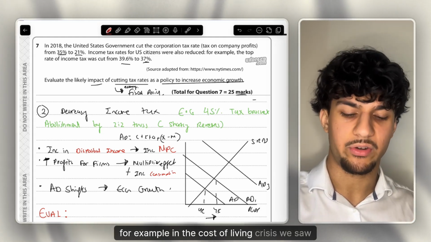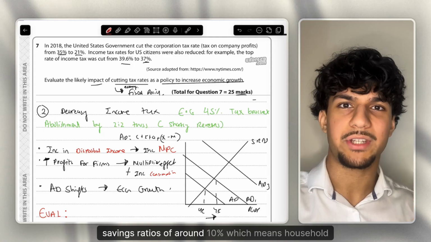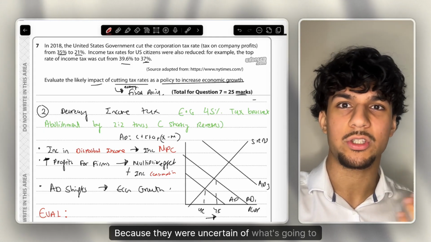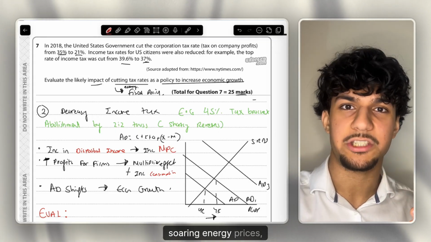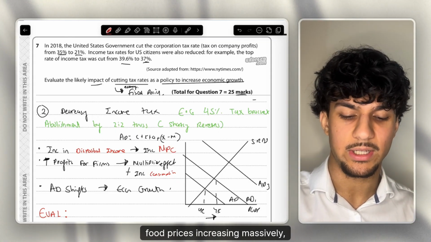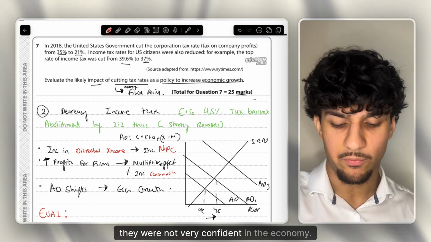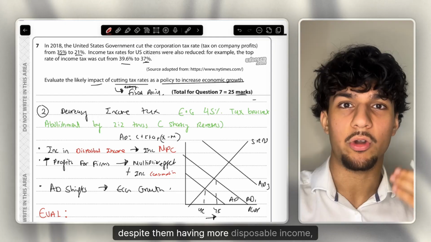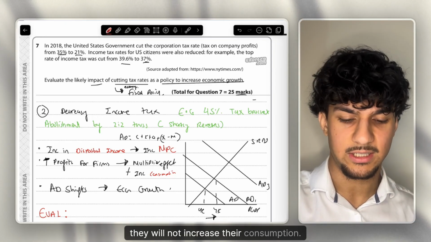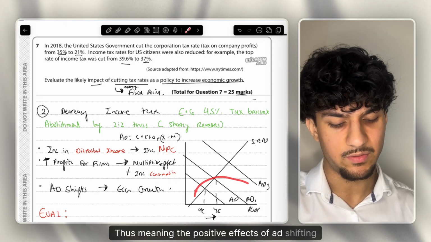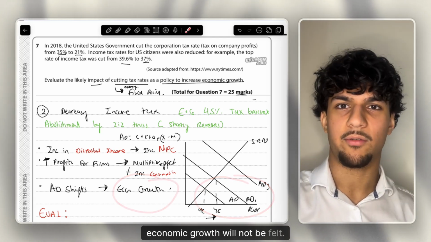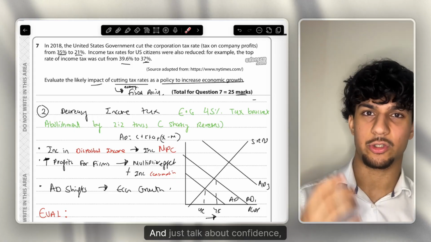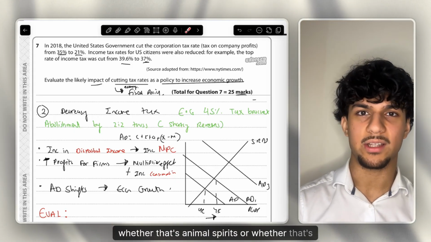As for example, in the cost of living crisis, we saw savings ratios of around 10%, which means households were saving up to 10% of their income. Why? Because they were uncertain on what's going to happen next with things like soaring energy prices, food prices increasing massively. Individuals were really unconfident. They were not very confident in the economy, thus meaning despite a decrease in income tax, despite them having more disposable income, they will not increase their consumption, thus meaning the positive effects of AD shifting out, economic growth, will not be felt. So any sort of expansion policy, usually a really good evaluation point is business cycle and just talk about confidence, whether that's animal spirits or whether that's consumer confidence.